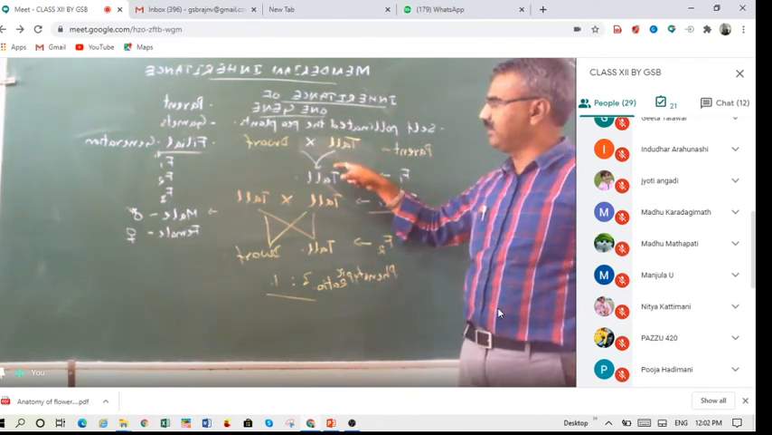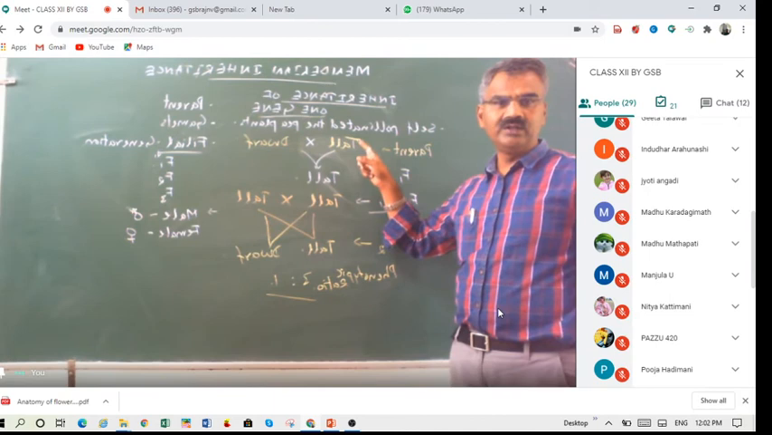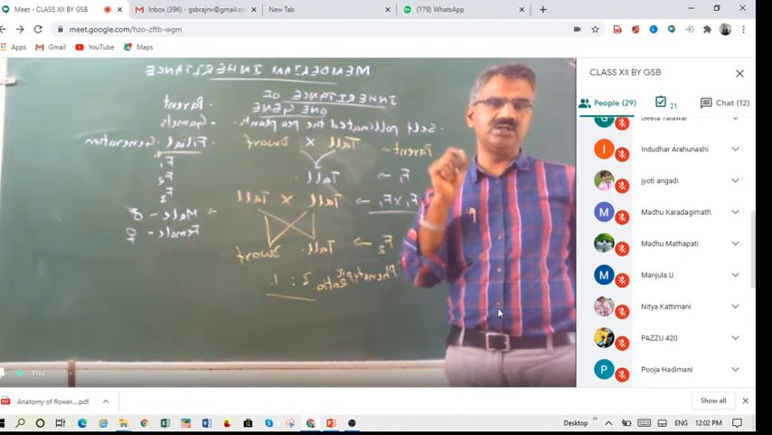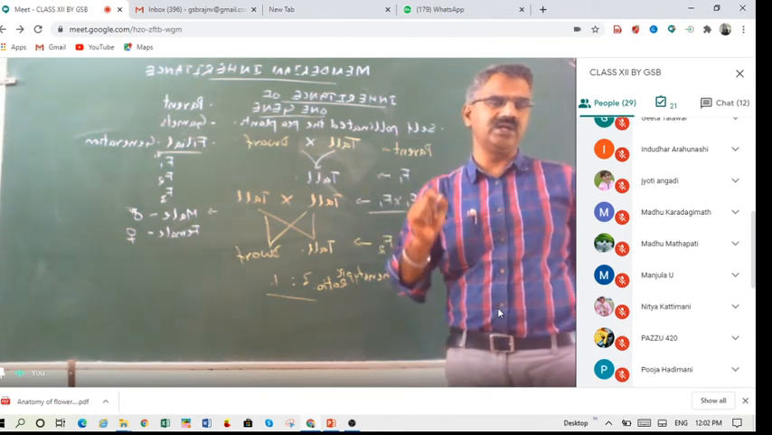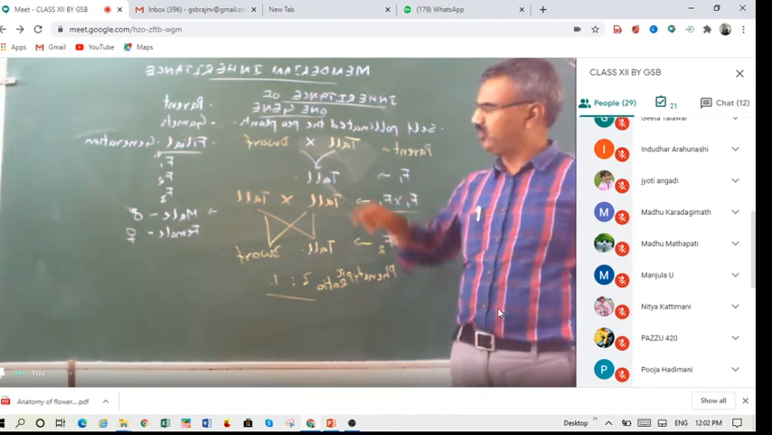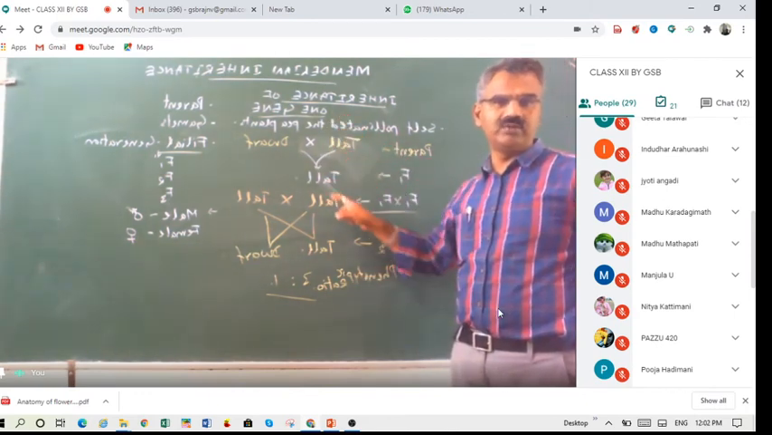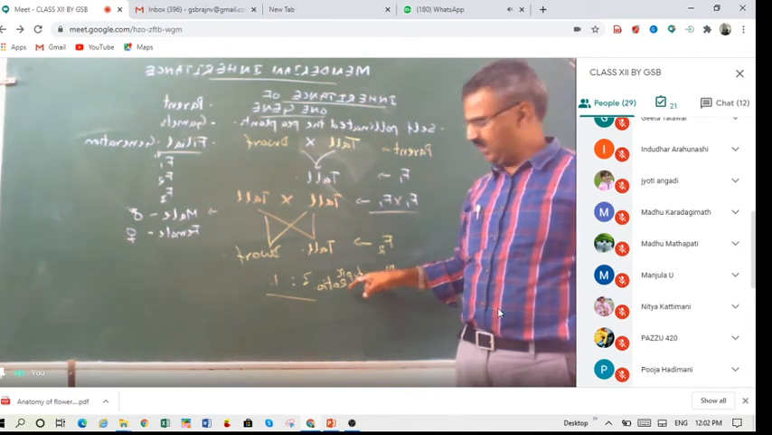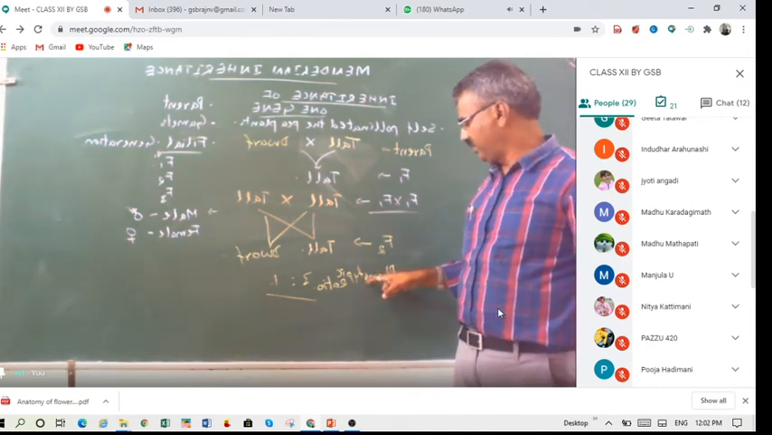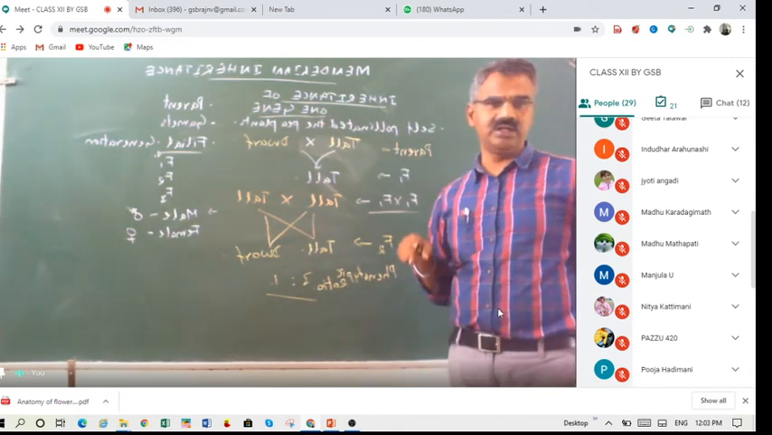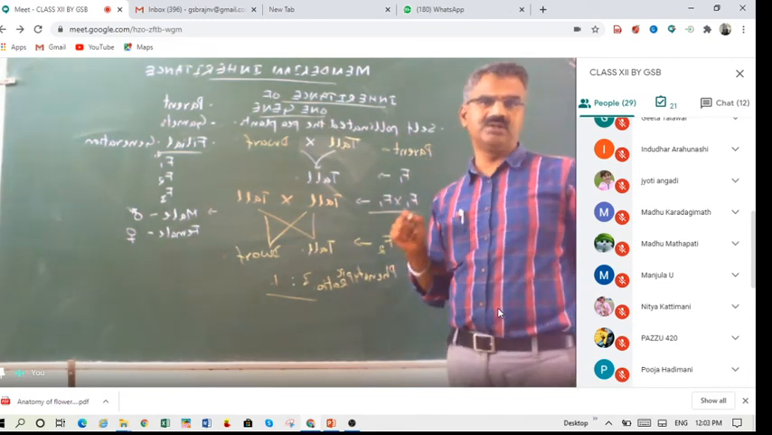Here how many genes have been taken? Only one gene has been taken here. So the gene responsible for height is taken into consideration here. So these are the results obtained by Gregor John Mendel, who got the phenotypic ratio of 3:1 when one gene was taken. One gene means one character was studied here.